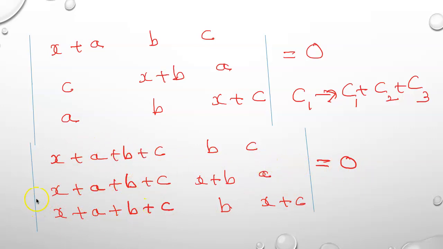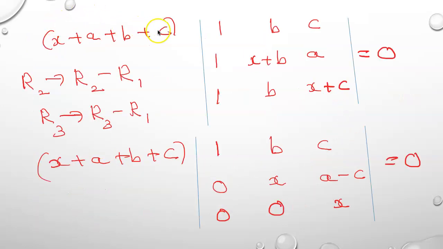So what can I do now? Take out x plus a plus b plus c outside. So you get (x plus a plus b plus c), the first column becomes 1, 1, 1, and the second and third column are unchanged. Now how do I get two zeros? Do r2 minus r1, r3 minus r1. So you get 0, x, 0; 0, 0, x, equal to 0.